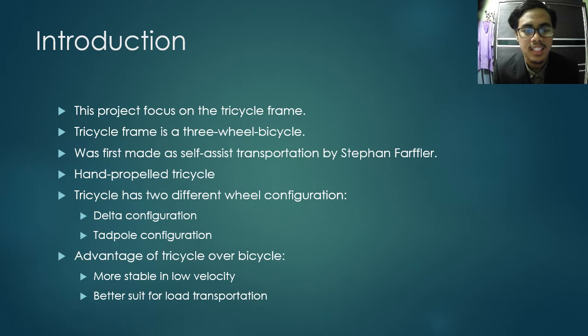So tricycle has two different wheel configurations. The first is delta configuration, and another is stateful configuration. The delta configuration is a tricycle that has two wheels at the back and one wheel at the front. For the stateful, it is two wheels on the front and one wheel on the back.